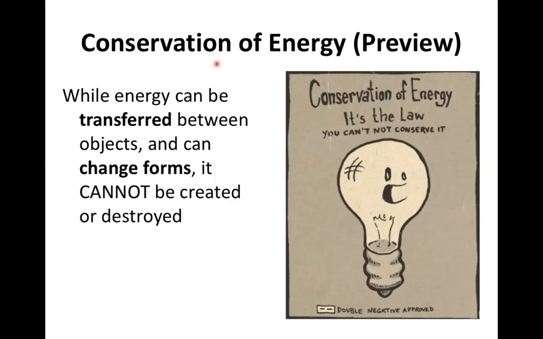We've learned about all these different types of energy. Energy can be transferred to a different object, or the energy can change form. So if it's changing form, it's called a transformation. If it's transferred from one object to another, it's called a transfer. And we're going to learn soon that transformations and transfers can occur in a closed system without creating or destroying the energy.